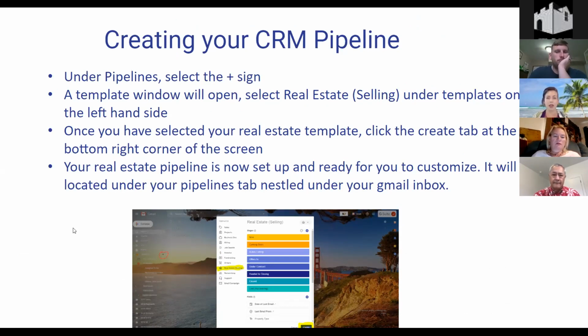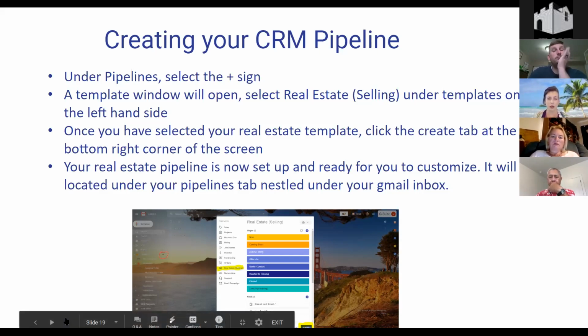Under your pipelines, you basically select the plus sign. It'll pull up a template window. There is a real estate one under templates that you can use. Once you have selected that, you can create a tab on the bottom right corner, and you now have your real estate pipeline, and you can customize it, which is great. So this is a basic one, and then you can go through and customize the whole thing.